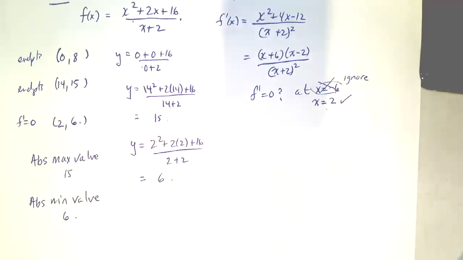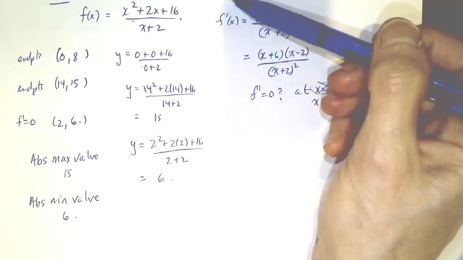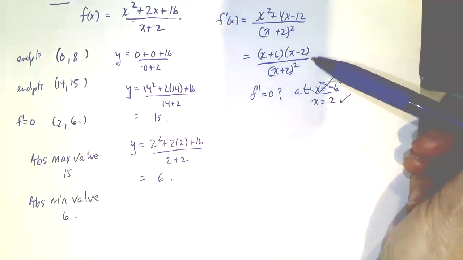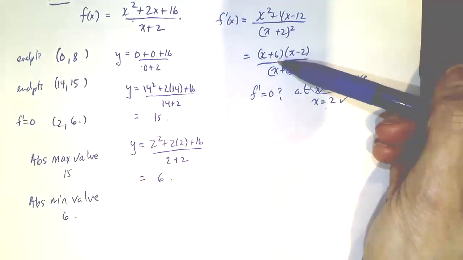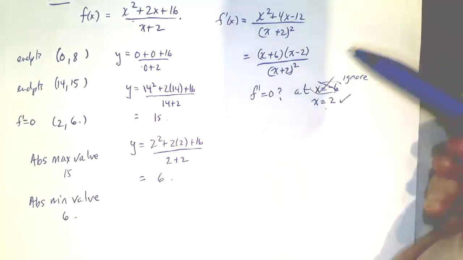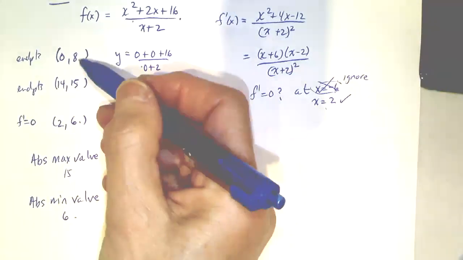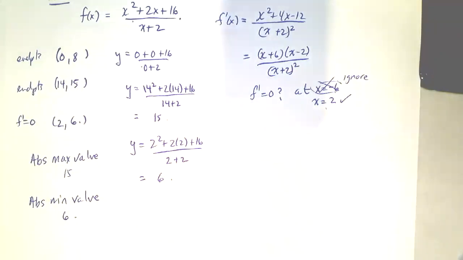This is the algorithm. Find the y values for the endpoints, and find the y values for the points where the derivative equals 0, making sure, of course, to only consider points in this interval. And it's easy to tell which value is your max and which value is your min.